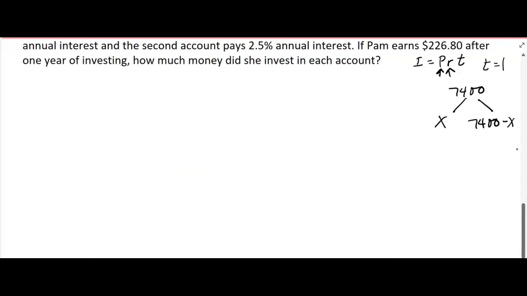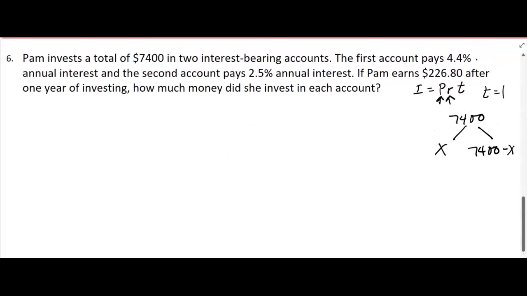7,400 minus X. Okay. That's going to really help you if you think of that. It's like you have a big pot of money and you're splitting it into 2 pieces. So if she put 400 in one account, then she put 7,000 in the other account. And you go back and forth like that. I think I have earlier videos on that.